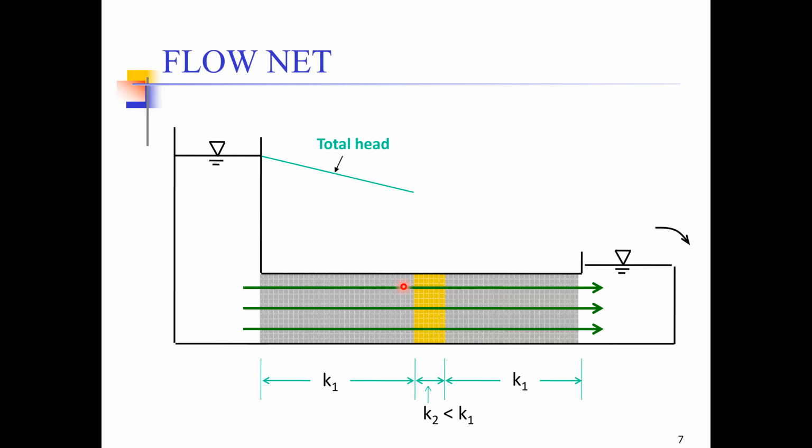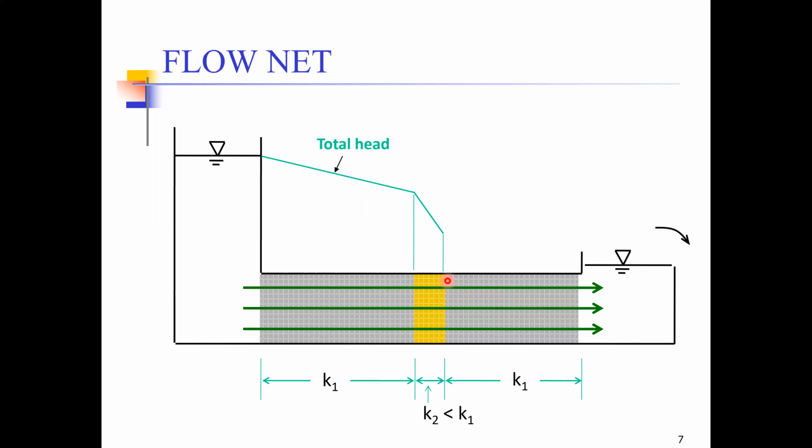Because the clay layer has in fact low permeability, water while moving through the clay layer would lose more energy. And because of the high loss of energy, or the high loss of head, this line, which was a little gentle in the beginning, would become more steep while the water is flowing through the clay layer.